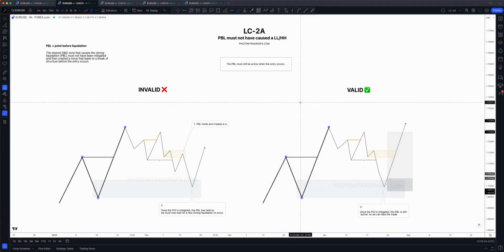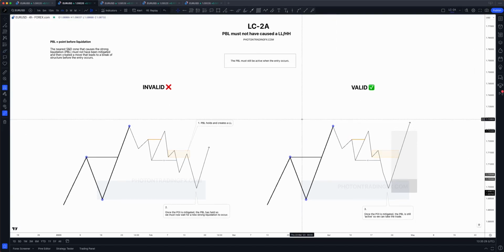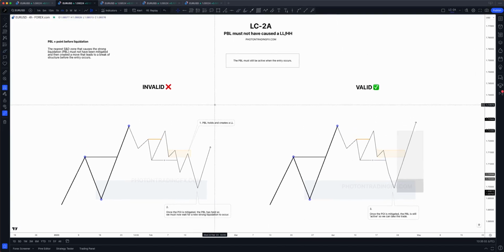And very similar to what you would have learned in the previous modules, it all comes down to the PBL, okay? So let's look at an invalid case first. For those of you who skipped ahead in the lessons and you're not sure what PBL is, it stands for the point before the liquidation, okay? So when we get the strong liquidation, the price pulls back, this low then breaks a high, so we have somewhat of a strong low. So we know that there's strong liquidity behind that low, so we draw on our liquidation line. When that line gets liquidated, when our strong low gets taken out, we can identify the PBL. That is the point before the liquidation.